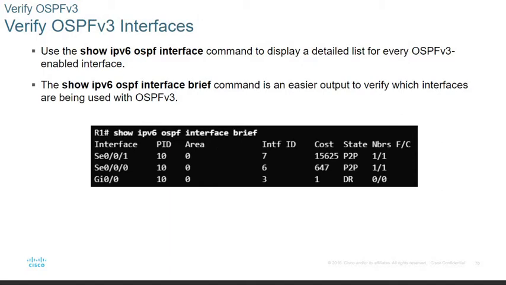Verify OSPFv3 interfaces. Use the show ipv6 ospf interface command to display a detailed list for every OSPFv3-enabled interface. The show ipv6 ospf interface brief command is an easier output to verify which interfaces are being used with OSPFv3.